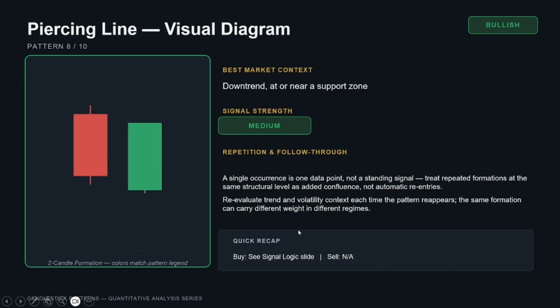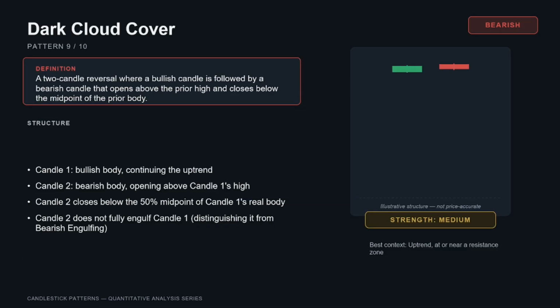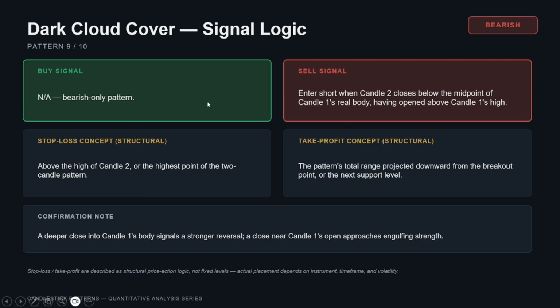Pattern 9, dark cloud cover. Inverse of the piercing line: a bullish candle followed by a bearish candle opening above the prior high and closing below the 50% midpoint. Best context: uptrend near resistance. Signal strength: medium. Signal logic: enter short when candle 2 closes below the midpoint of candle 1's real body, having opened above candle 1's high.